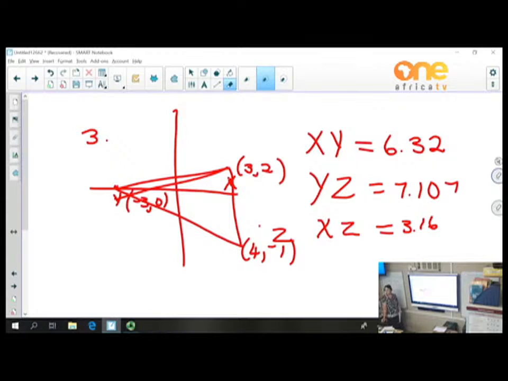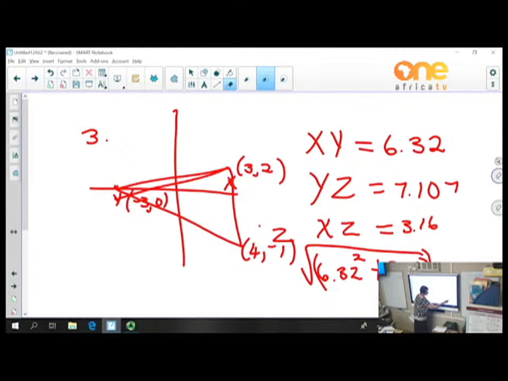Now the question is, when is a triangle a right angle triangle? If you can prove Pythagoras, then it will be a right angle triangle. So we have to show that 6.32 squared plus 3.16 squared, you have to use extra brackets there, is equal to 7.11 squared. That's how you show that something is a right angle triangle. You use Pythagoras.